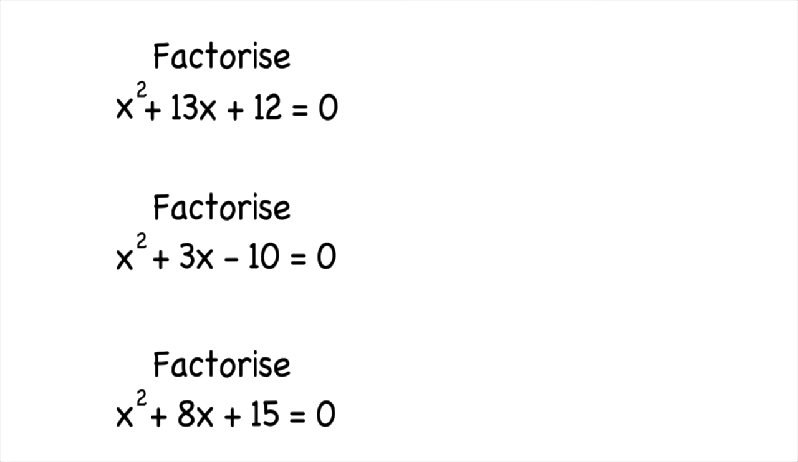So for the first one, I need to think about the two numbers that will times together to make a 12. So I've got 1 and 12, 2 and 6, and 3 and 4. I then need to think about how I can make a 13 out of these sets of numbers. The only way I can do that is by using the 1 and the 12. There's no way I could make a 13 using the 2 and the 6 or a 3 and a 4.